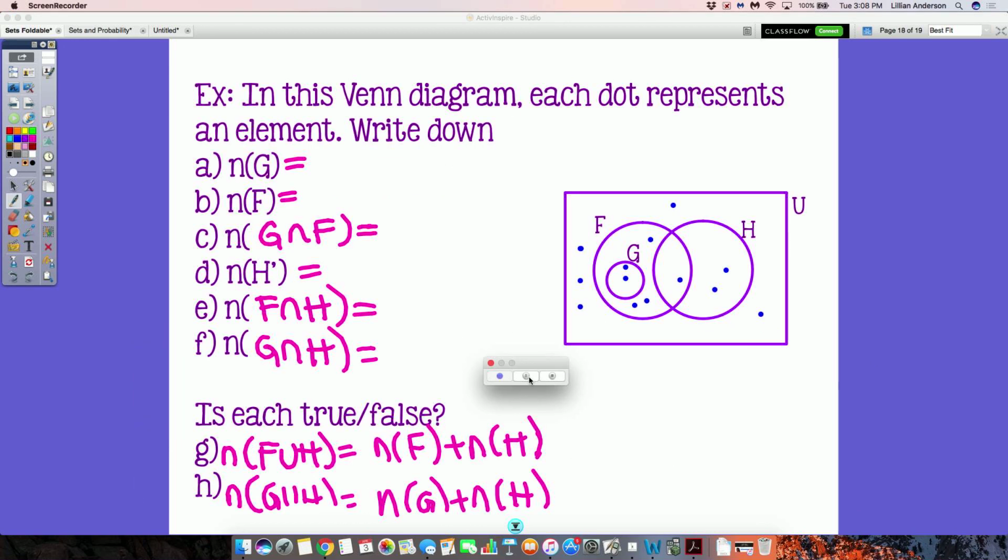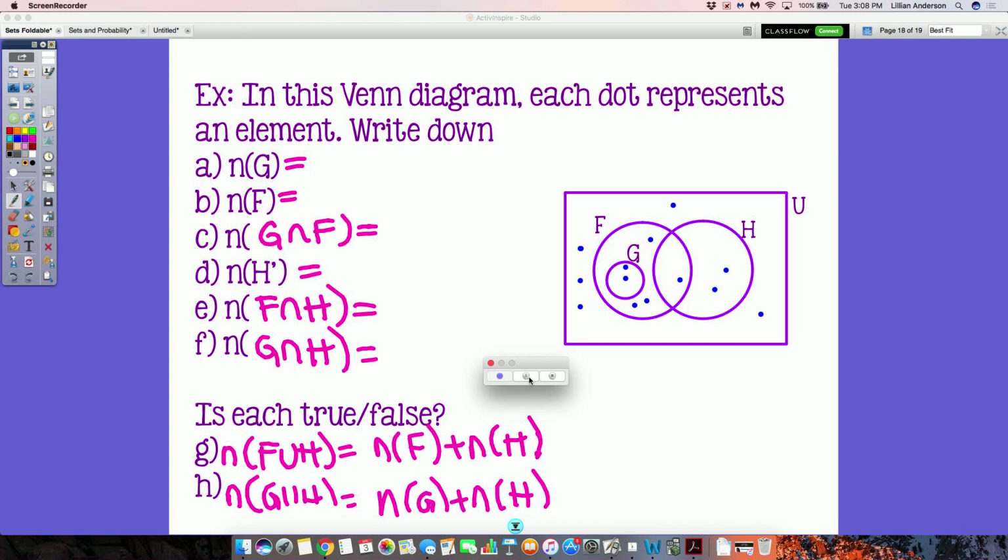We're going to do this one together. Just make sure you guys can kind of understand what's going on here. It says, in this Venn diagram, each dot represents an element. So each dot represents some element of some kind. It could be a number, it could be a name. Doesn't really matter, but it represents some element. It's asking us to do n of G.